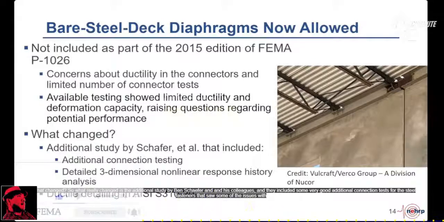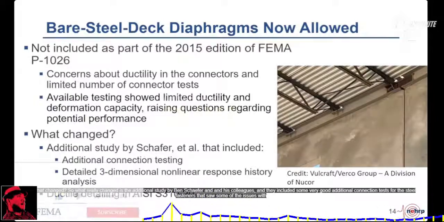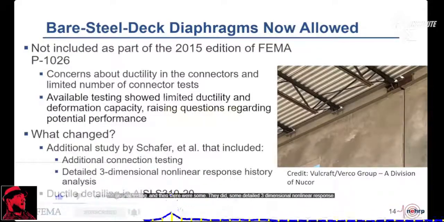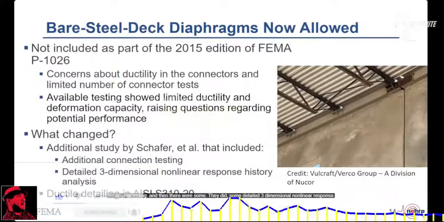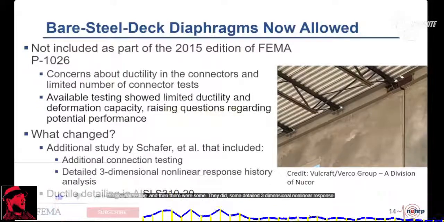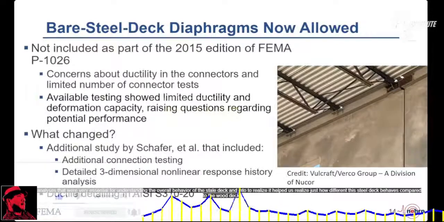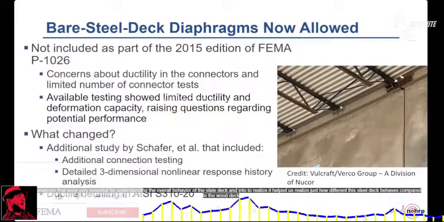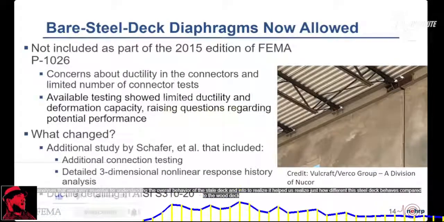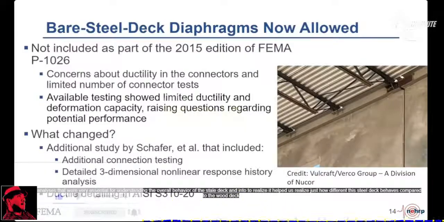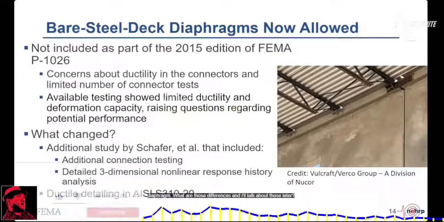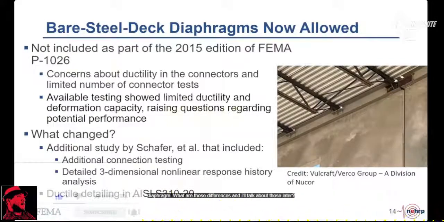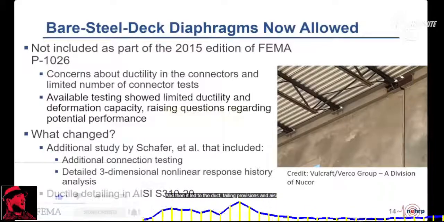They included some very good additional connection tests for these steel fasteners that solved some of the issues with the original testing. Then they did some detailed three-dimensional nonlinear response history analyses that were essential for understanding the overall behavior of the steel deck, and helped us realize just how different the steel deck behaves compared to the wood deck diaphragm. What are those differences? I'll talk about those later. And then it led to the ductile detailing provisions in AISI.